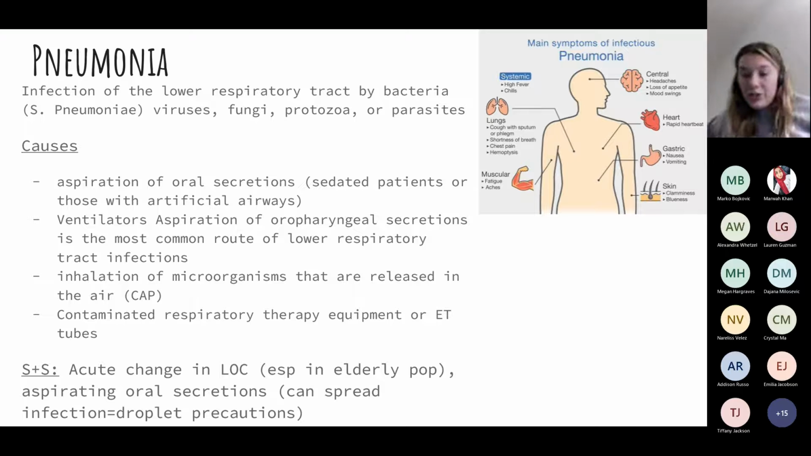You're going to have acute change in LOC. If we ever see just kind of an acute change in LOC, I want you guys to kind of think respiratory. Why are they having this altered change in level of consciousness? Well, this is because these patients have a pretty quick loss of oxygen to the brain. So that's why they're going to be pretty much confused. If you happen to be caring for a patient with pneumonia in the clinical setting, they're going to be on droplet precautions. And just kind of review, what do you need for droplet precautions? And go from there.